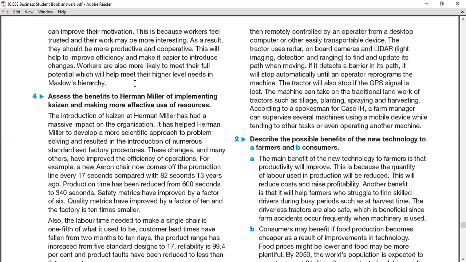Therefore, workers are also more likely to meet their full potential, which will help to meet their higher level needs in Maslow's hierarchy. As I told you always, you can use the theory, the knowledge of human resource motivation theories, in answering. It improves the value addition of your answer. So let's go to the last question.